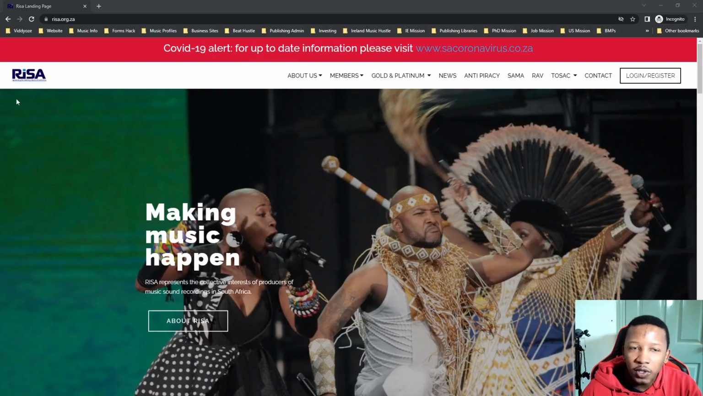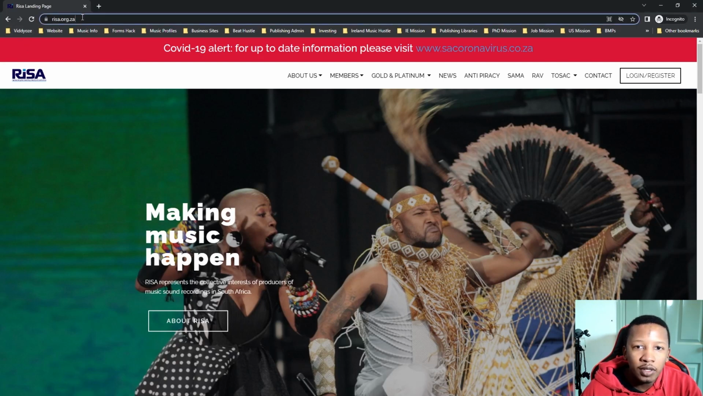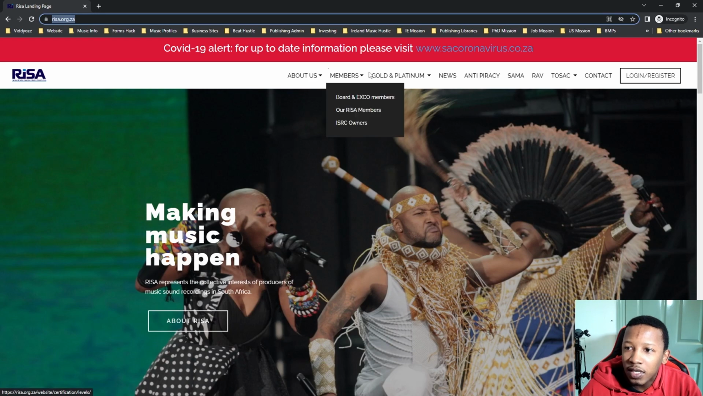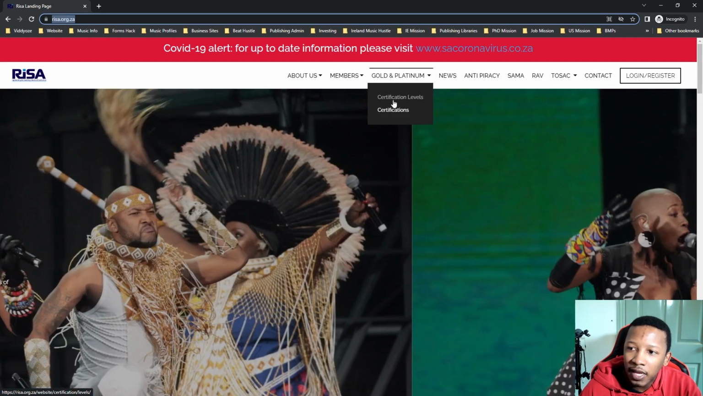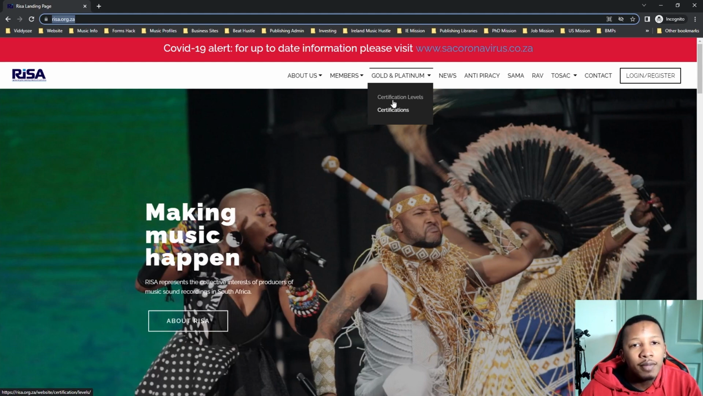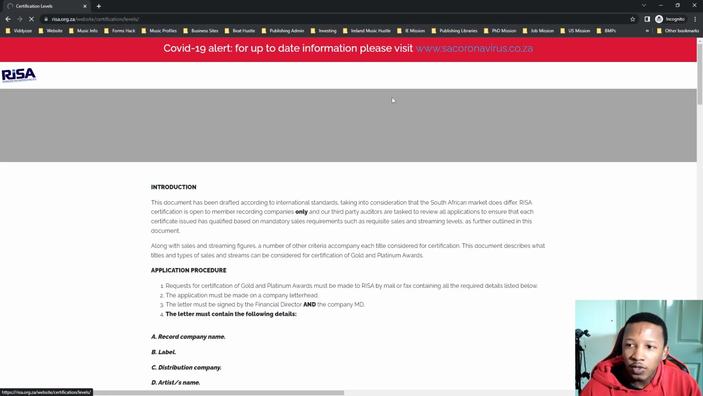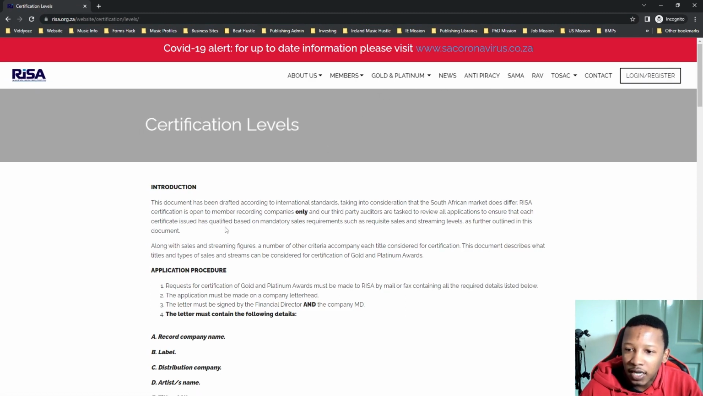So the very first thing you want to do is go to the RISA website, look at the top, it's risa.org.za, and then where it says platinum and gold, you just hover over there, and when it says certification levels, that is where they break down more or less the levels, how many streams you need. So you click on there and then they give you the introduction.